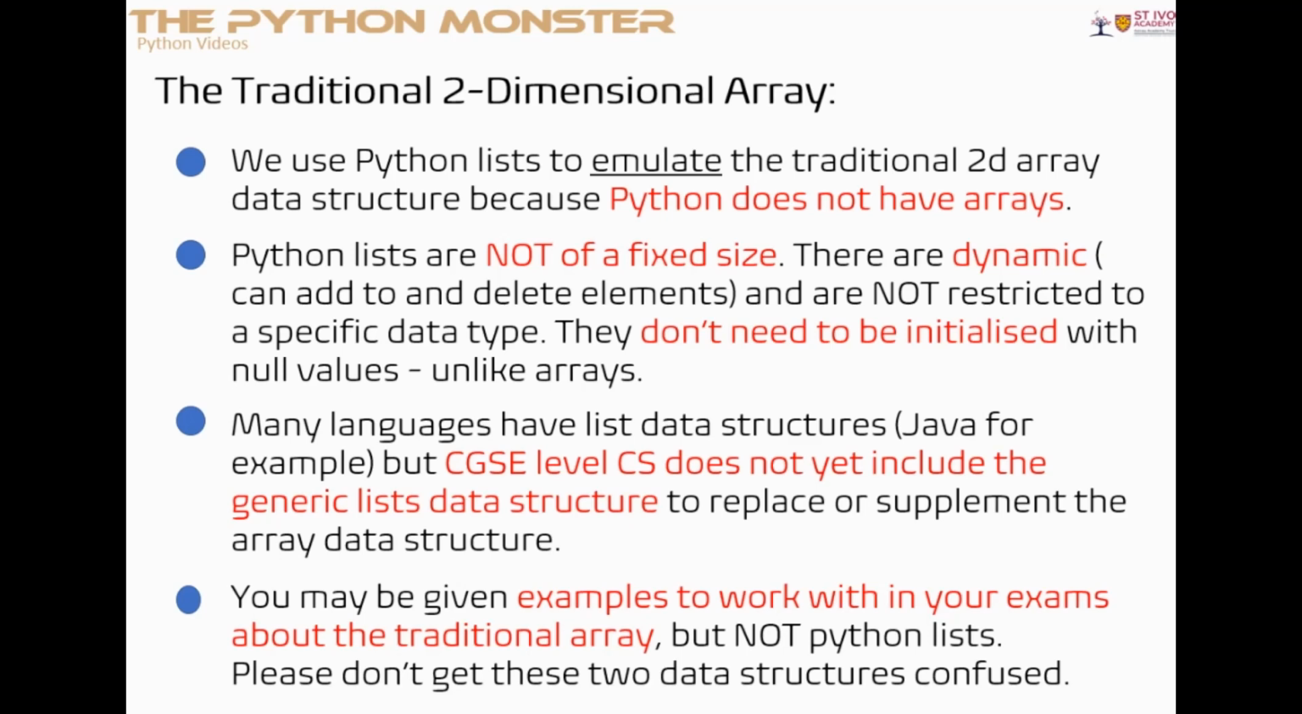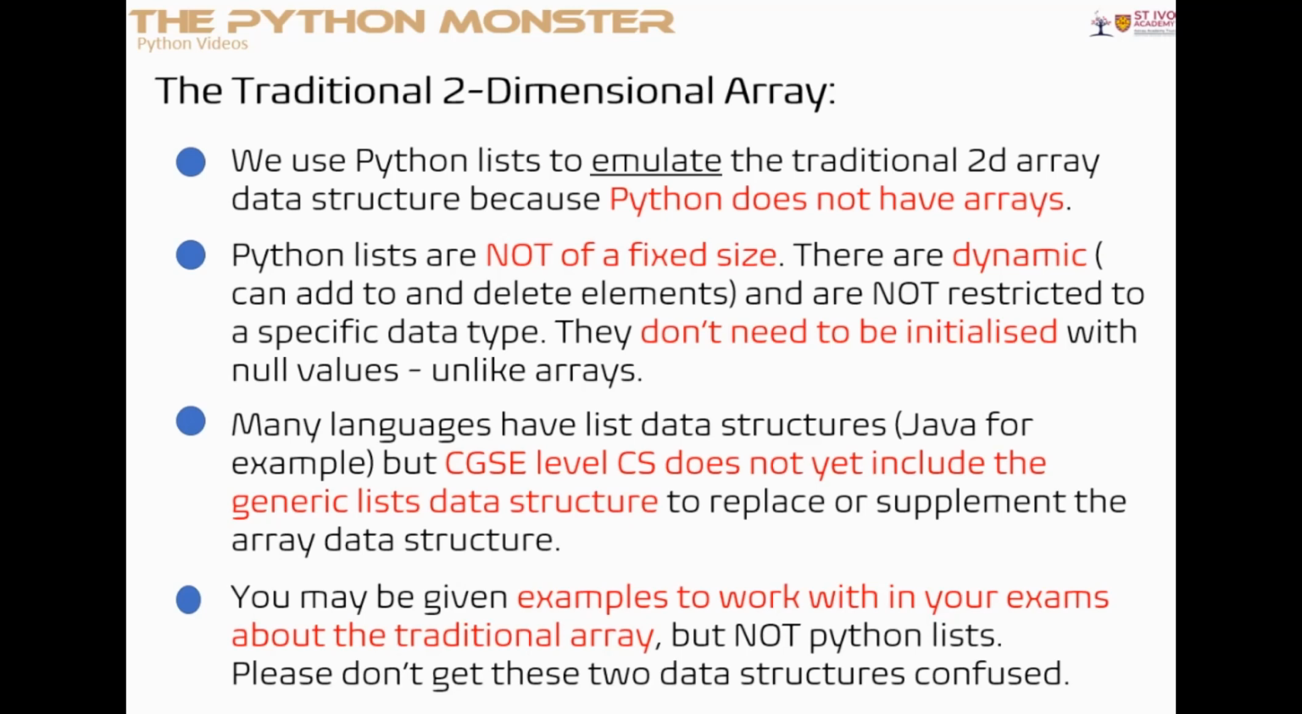So just to summarize, guys, we use Python lists to emulate the traditional two-dimensional array, because Python doesn't have arrays as a built-in part of the programming language. It doesn't use them. Python lists are not of a fixed size. They are dynamic, which means you can add elements to them and delete elements from them to your heart's content. You can make them as big as you want to. They are not restricted to a specific data type and they don't need to be initialized with null values. All of that, guys, is the opposite to the traditional array data structure.